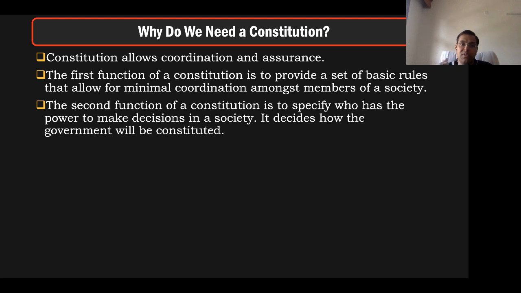So Constitution specifies the power to make decisions in a society. It decides how the government will be constituted. How would you form the government? How the government will be constituted? It's extremely important. That is what we need to know. Constitution of the government, you tell us. How do we go forward? So this is why we need a constitution.